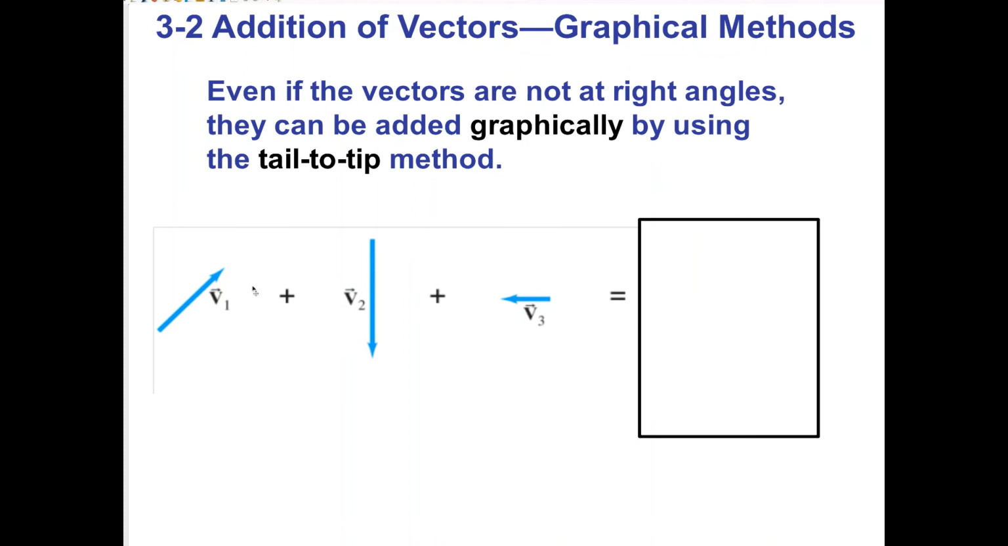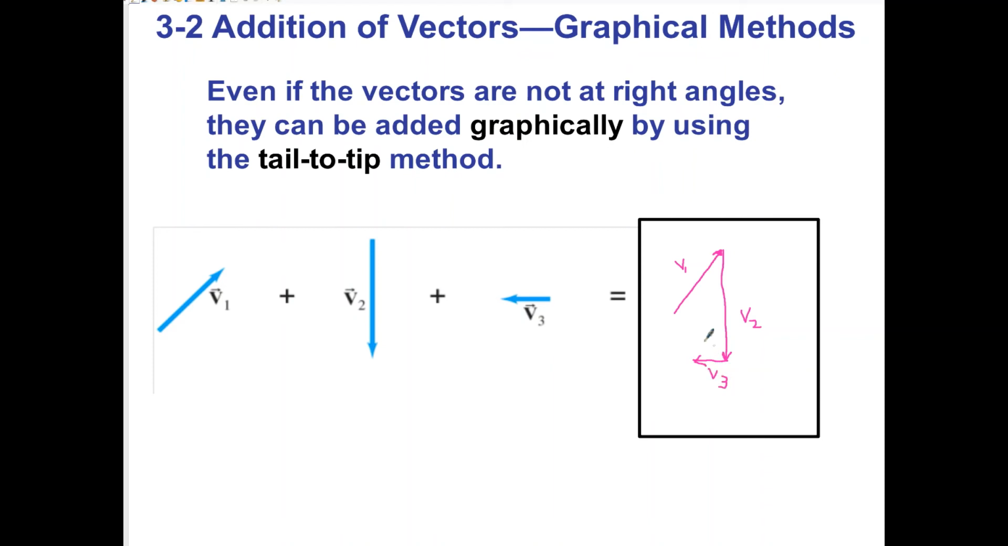So if I wanted to add these three vectors together, I could do that using this method here. I might draw V1 on my sheet of graph paper, use a ruler and protractor to get the appropriate length and direction. If I want to add V2 to that, I just place the tail of that vector on the tip of the preceding, and then I could add V3 to that by just doing the same thing here. In succession, I can add any number of vectors this way.